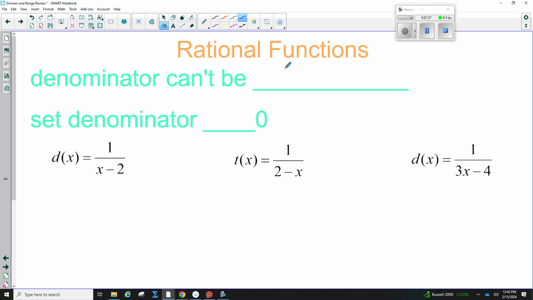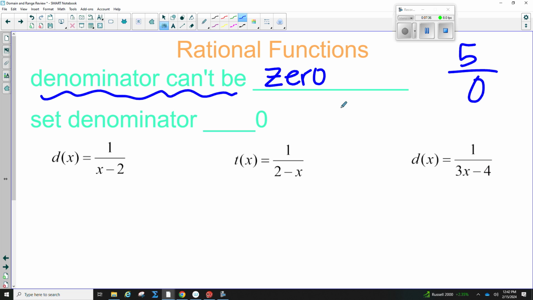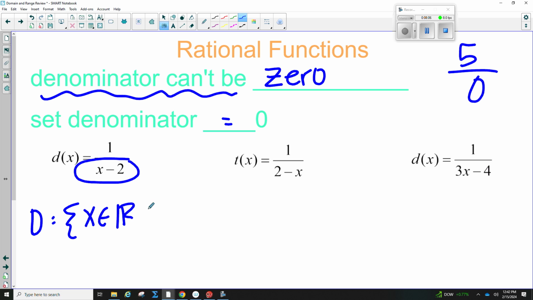Yep, I can't have 5 of nothing, okay? So the denominator can't be 0. This is one of those big math rules that never goes away. This is important in calculus, all right? This is important forever. You can never have 0 in the denominator of a fraction. So you set the denominator equal to 0 to figure out what would give you 0, or just look at it and ask, what gives me 0 in the denominator? Okay, what can x not be in this problem? 2. So I would say, all right, domain, x is an element of the reals. It could be anything, except it cannot be 2, because that would give me 0.